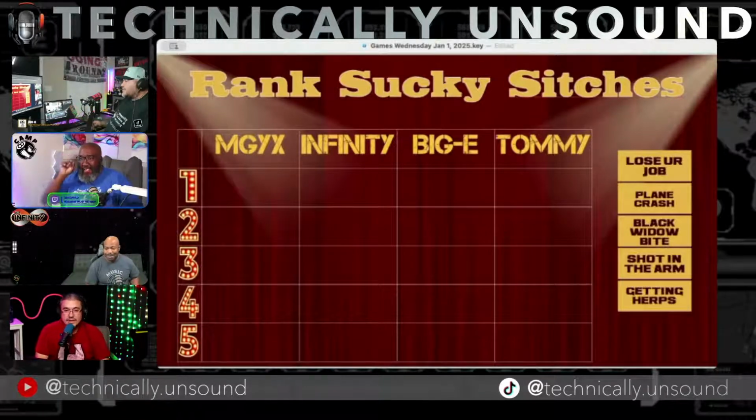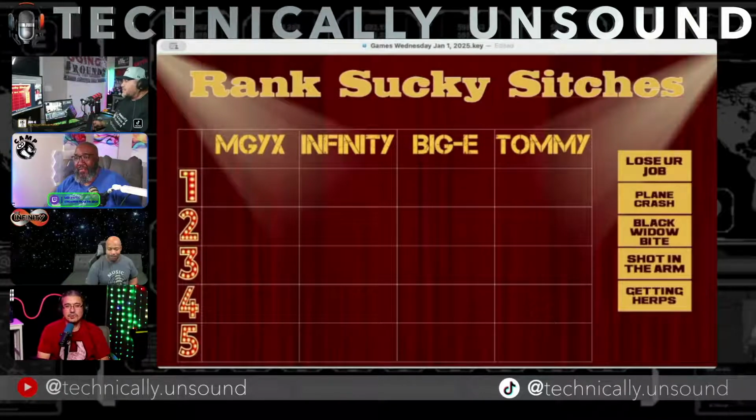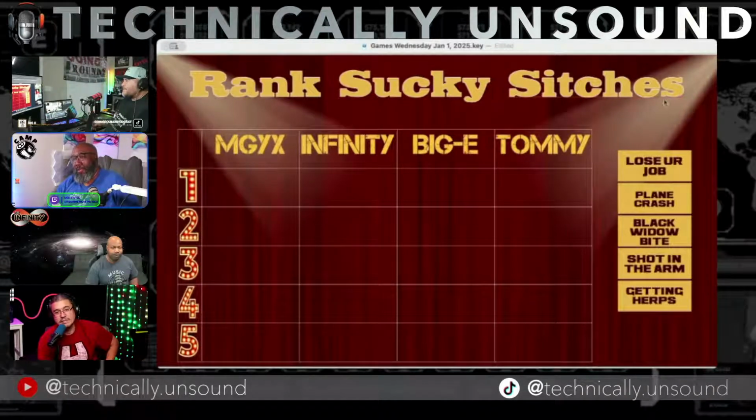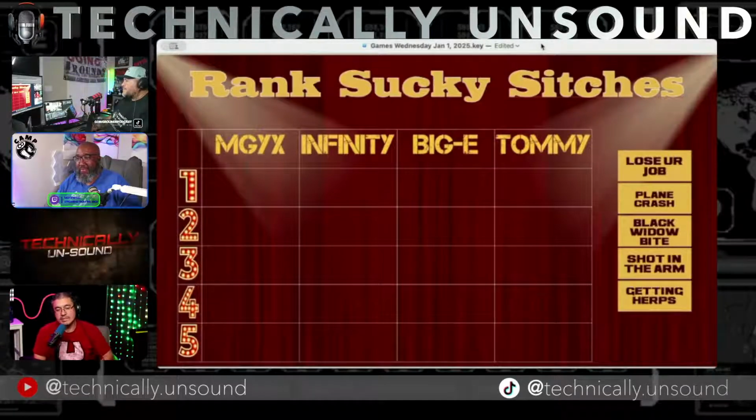Rank the sucky situation. Now the plane crash is a survivable plane crash. Like you would be that person in the back of the plane for that recent crash. Lose your job, plane crash, Black Widow bite, shot in the arm, you getting herpes.